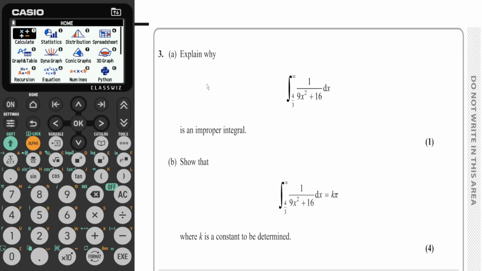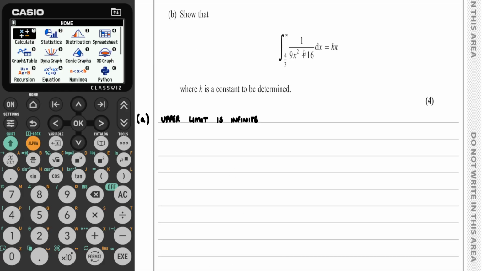Question number 3, part A. We have to explain why the integral of 1 over 9x squared plus 16 with respect to x, with limits from 4 over 3 to infinity, is an improper integral. Quite simply, the upper limit is infinite, and that's what we see here. Hence, we have an improper integral.